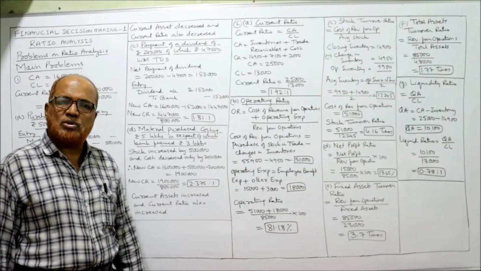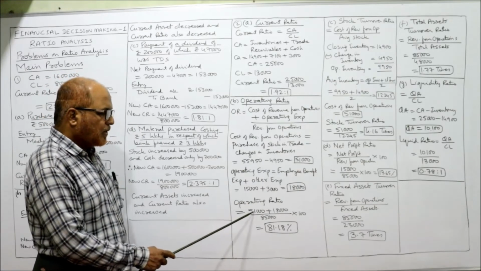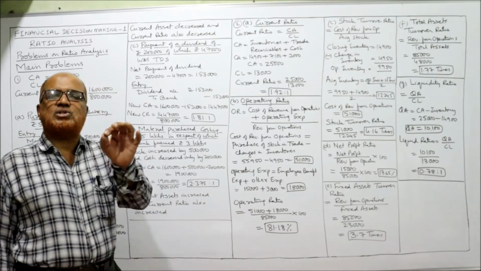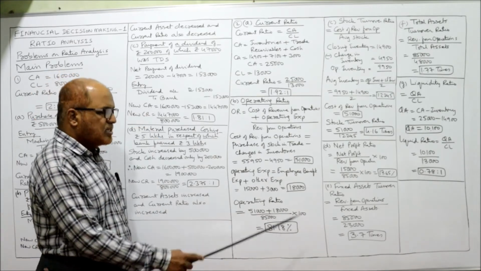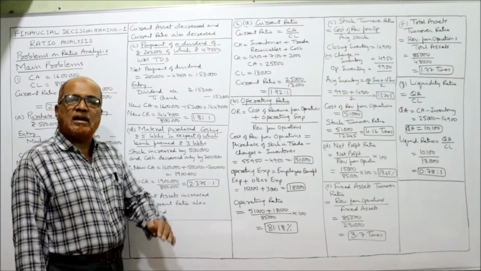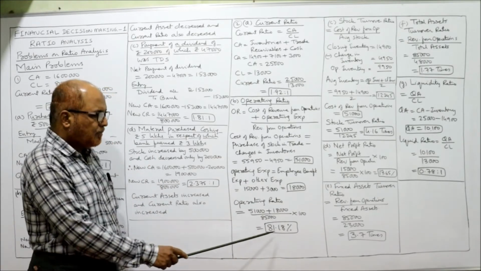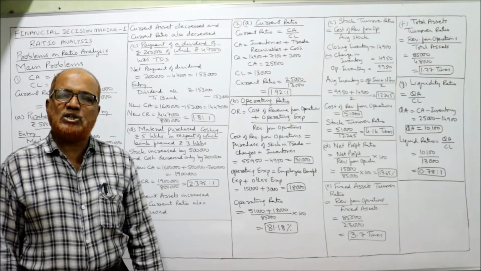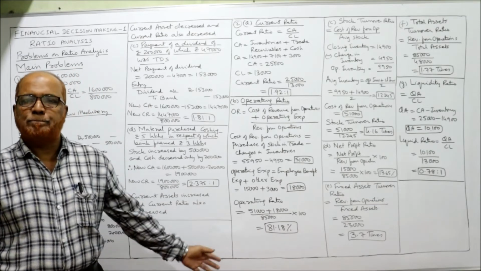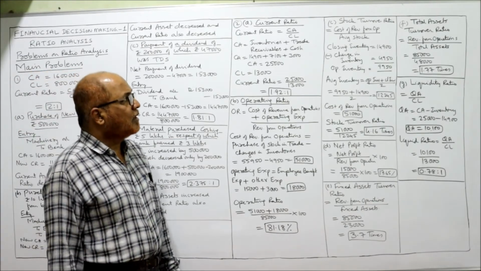Now we can substitute. Operating ratio is equal to 51,000, the cost of revenue from operation, plus 18,000, the operating expenses, divided by revenue from operation, given in the problem as 85,000, into 100. 81.18%. This is the operating ratio.